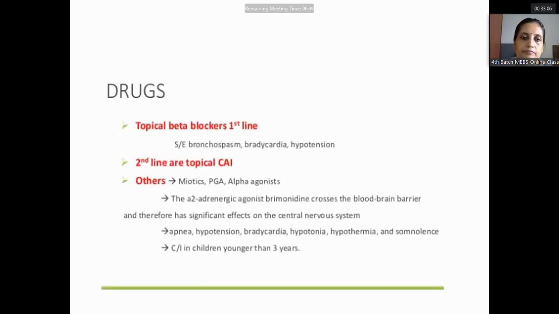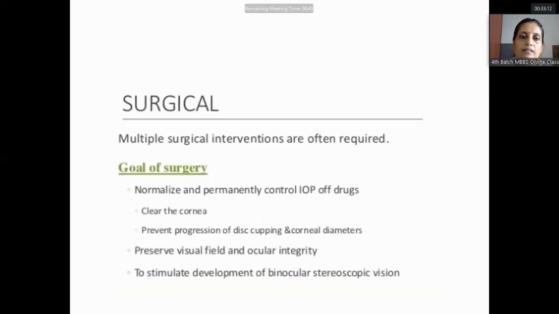Drugs like beta blocker, second line of drugs. So we go for different groups of drugs. Then the surgery. The goal of the surgery is to normalize and permanently control the IOP off the drug, and prevent the progression of optic disc cupping and corneal diameter, and also to preserve the visual field and to maintain binocular stereopsis vision. These are the aims of the surgery.